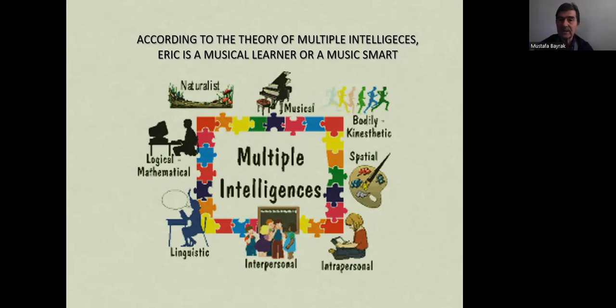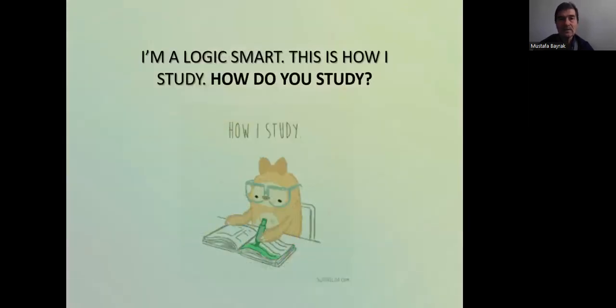So there is a linguistic learning way, logical or mathematical learning. Naturalist is somebody who has a natural learning style, and musical learning style. For example, I am a logic smart. This is how I study. How do you study? Yes, he is a logical learner, or logic learner is also possible.